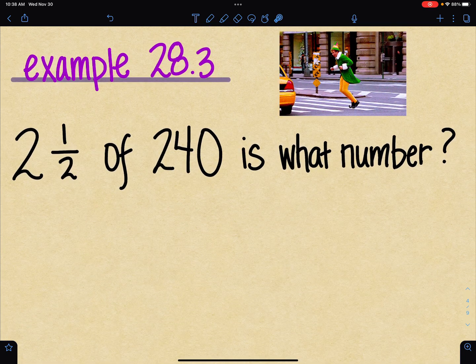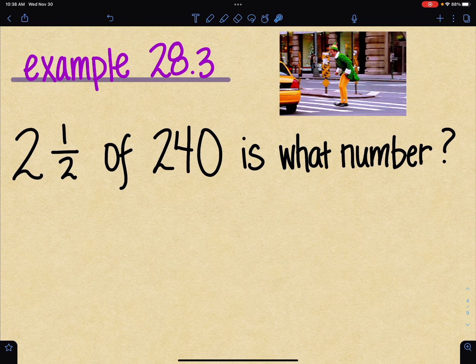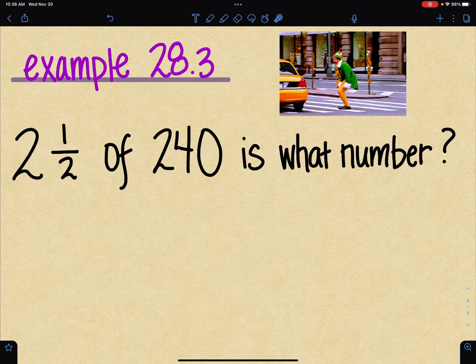Okay, here's Elf jumping across the street. He's so funny.